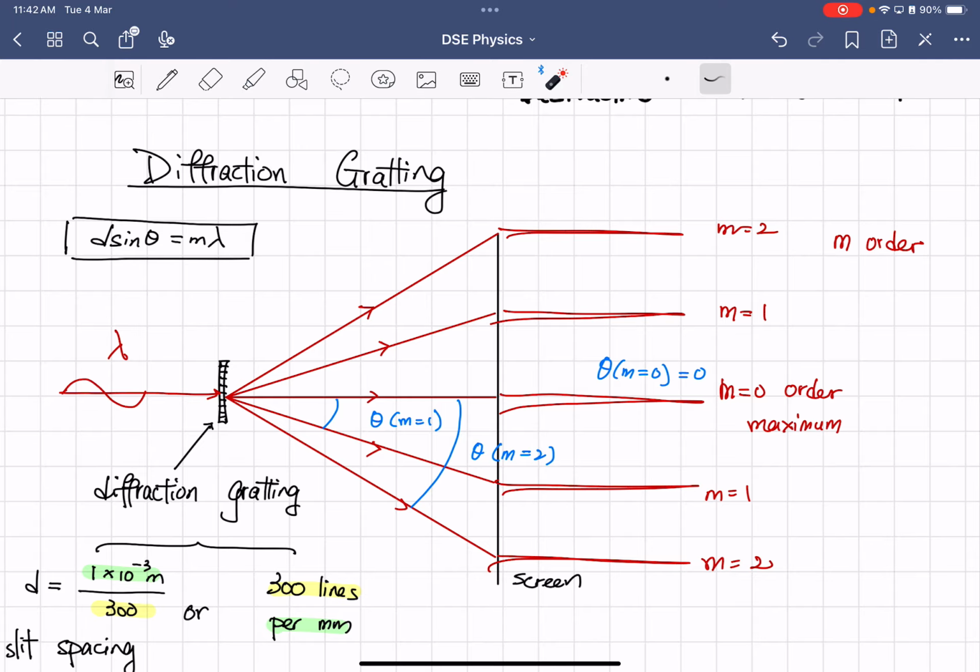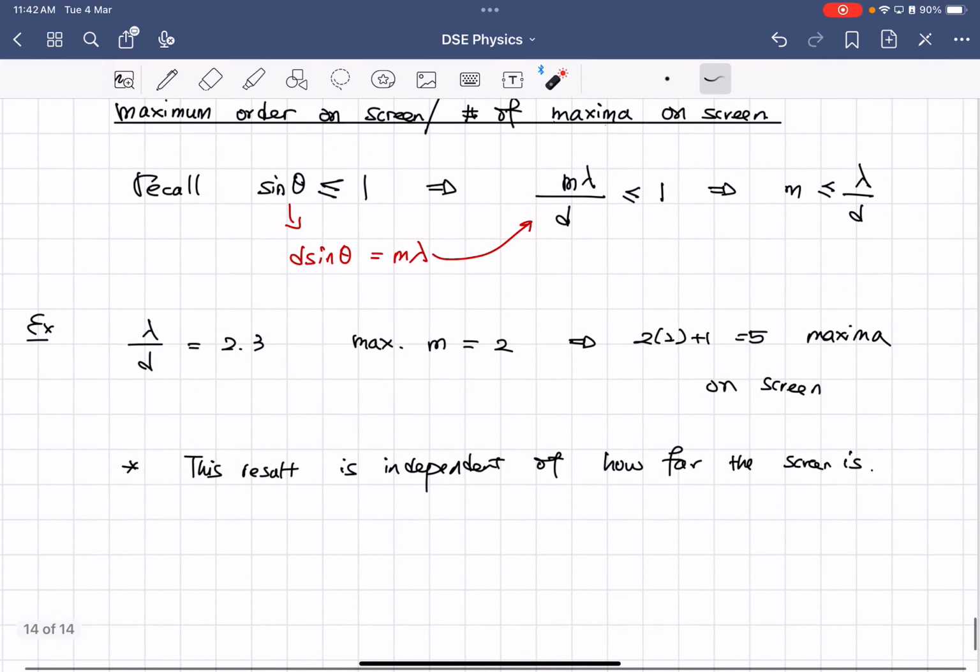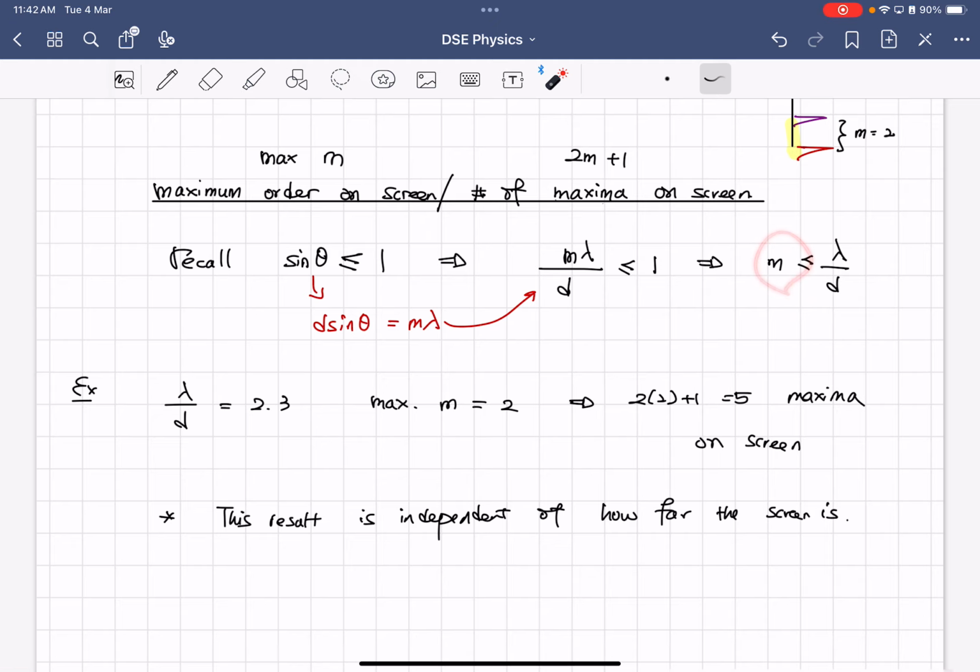The answer is no. Because mathematically, what determines the maximum order you have in an experiment only depends on the wavelength and the slit separation, but not the distance to the screen. So no matter how close or how far the screen is, the number of orders you can find for a diffraction grating remains unchanged.